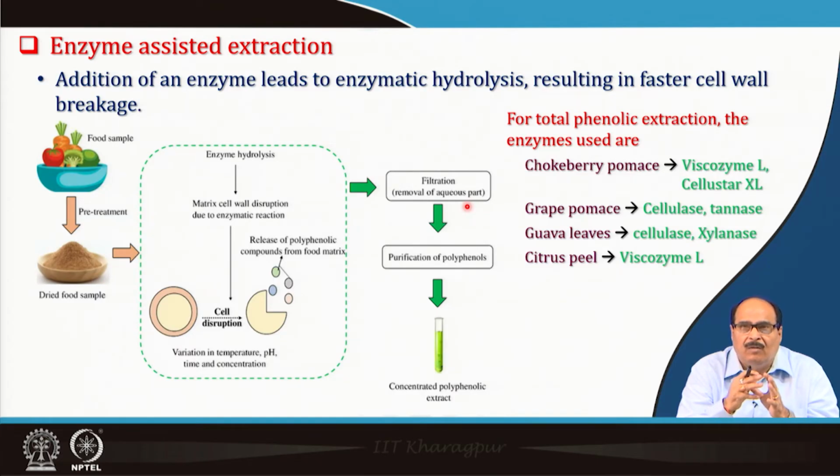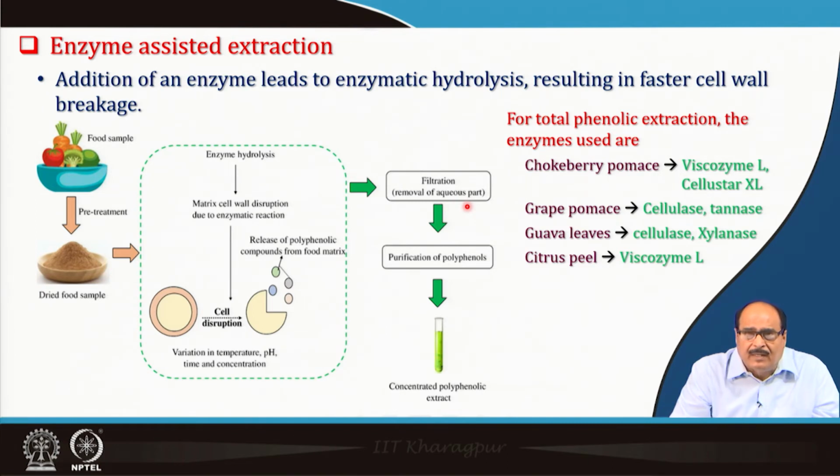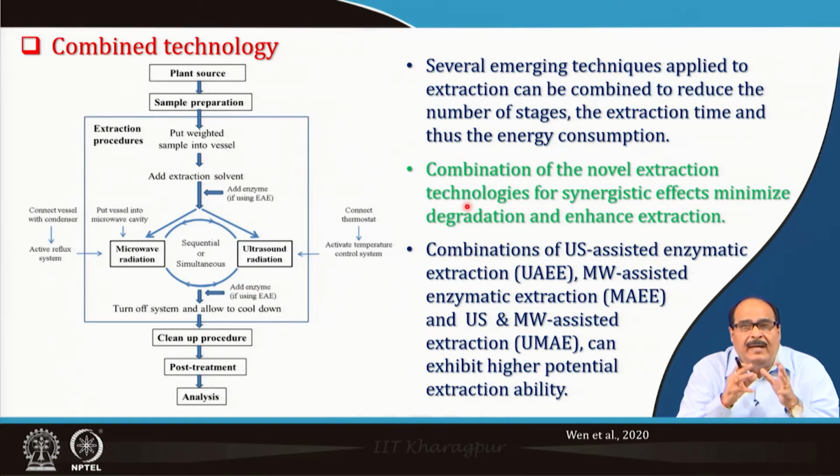And for total phenolic extraction, the enzymes which are generally used are, in the case of chokeberry pomace, Viscozyme L or cellulase XL. In grape pomace, cellulase and tannase; for guava leaves, cellulase and xylanase; and for citrus peels, it is Viscozyme L. Similarly, there is a long list of enzymes one can use depending upon the commodity.